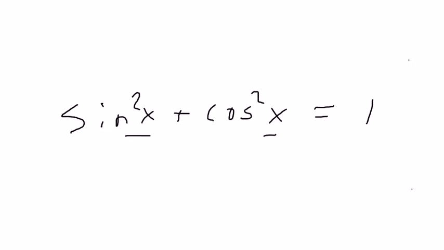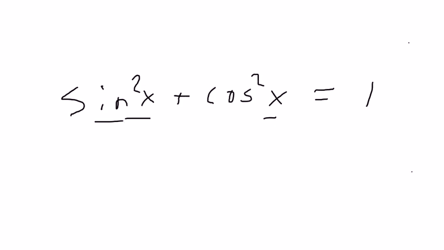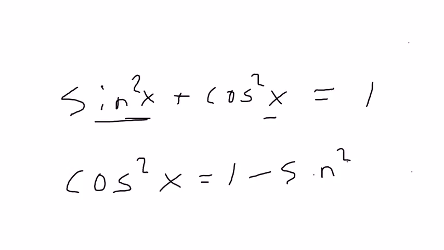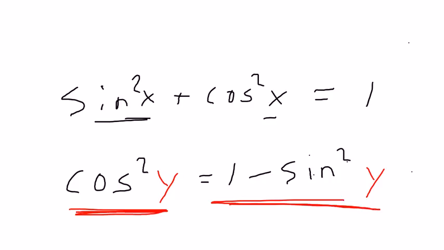On page 372, Pythagorean's identity says if I have sine squared plus cosine squared of the same angle, it equals 1. If I subtract sine squared from both sides, I get cosine squared of an angle equals 1 minus sine squared of that same angle. Okay, in the problem, we have y, so let's go ahead and switch this to y. Again, this formula works as long as both angles are the same. So wherever we see cosine squared of an angle, we're going to put in 1 minus sine squared.